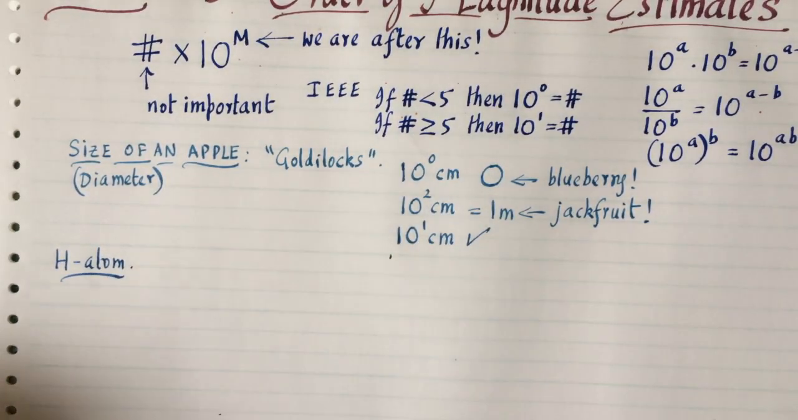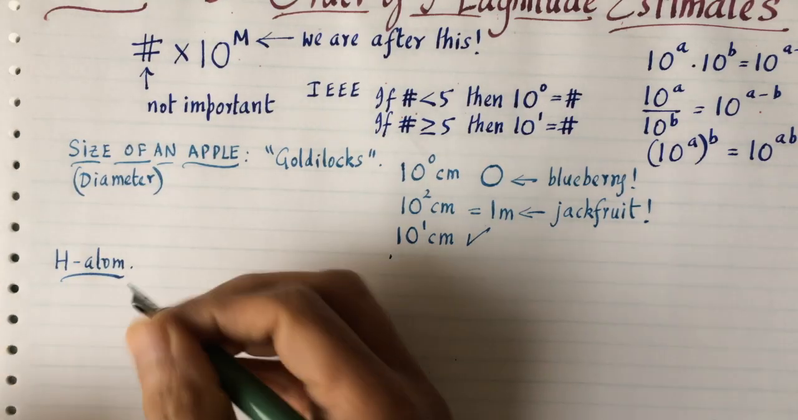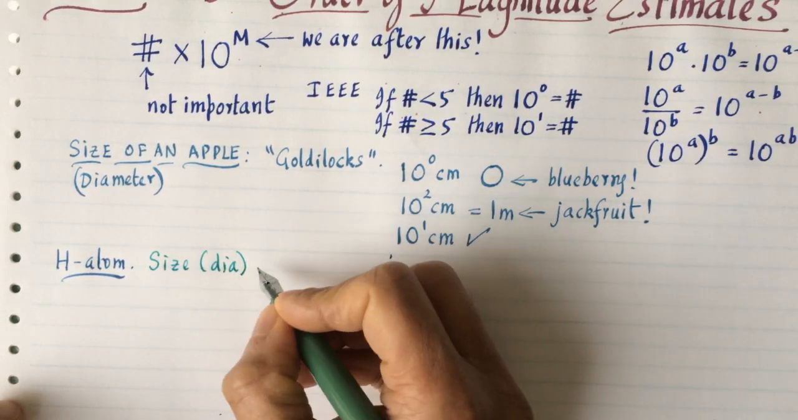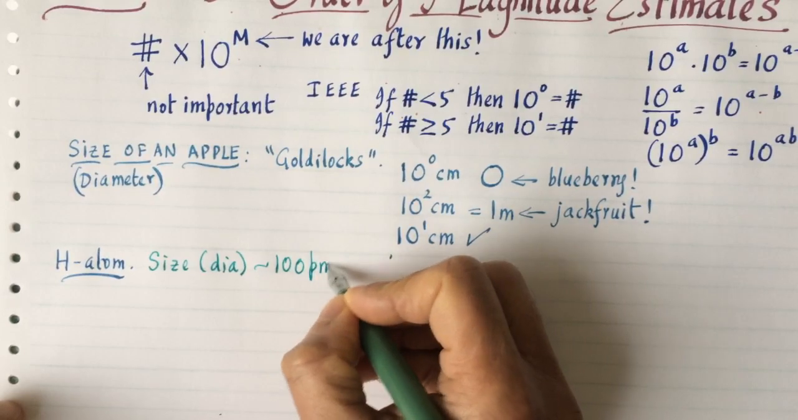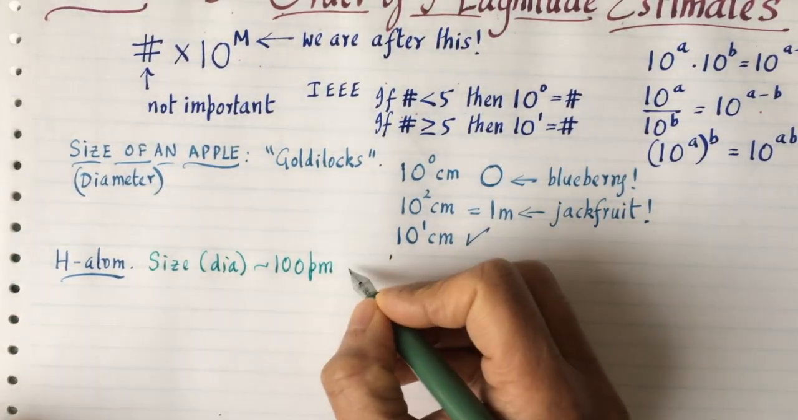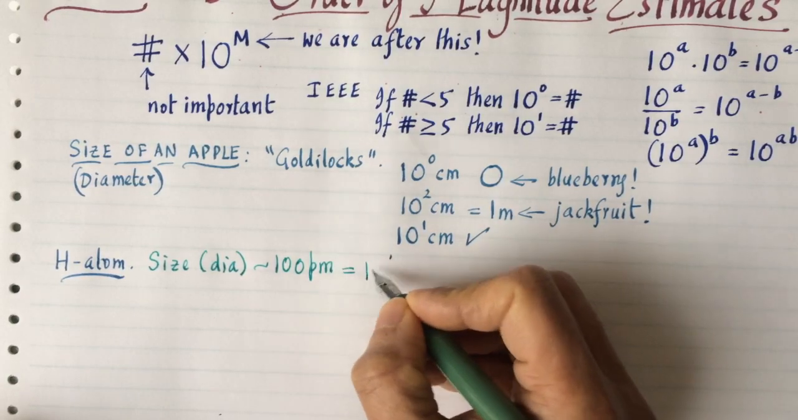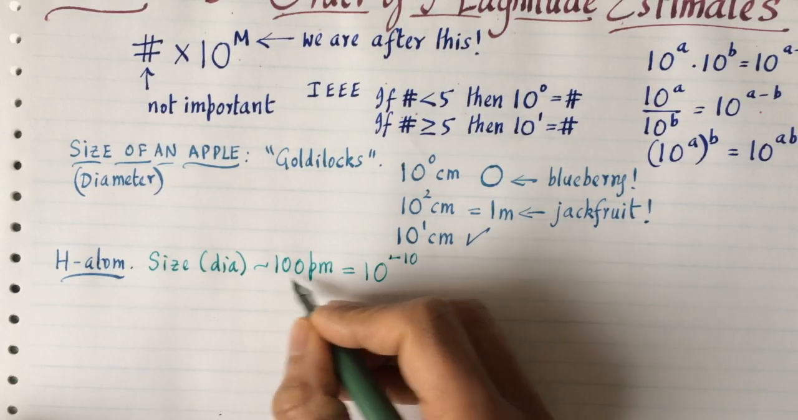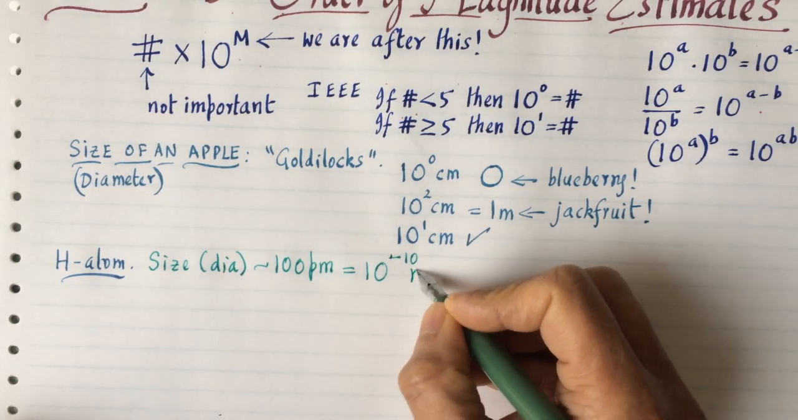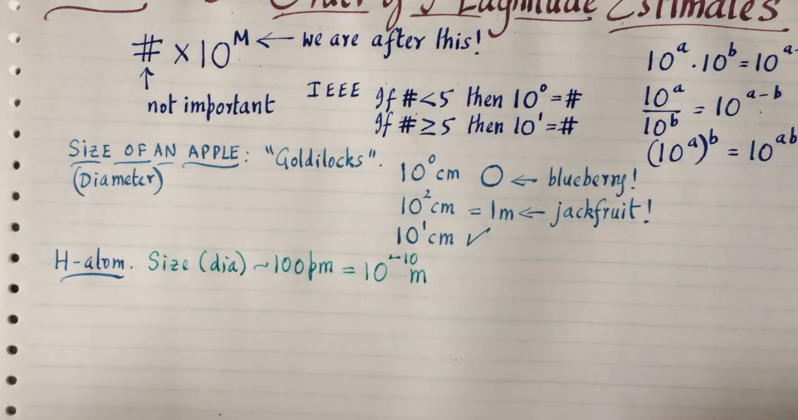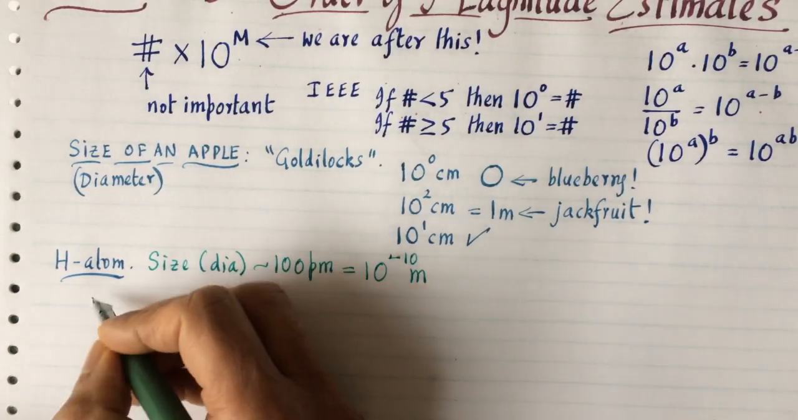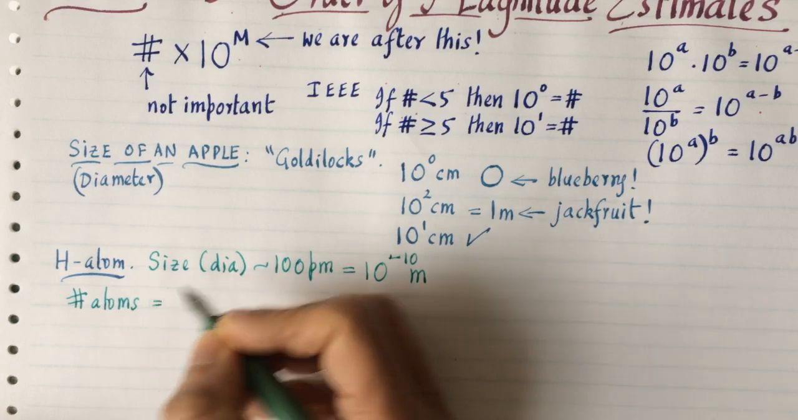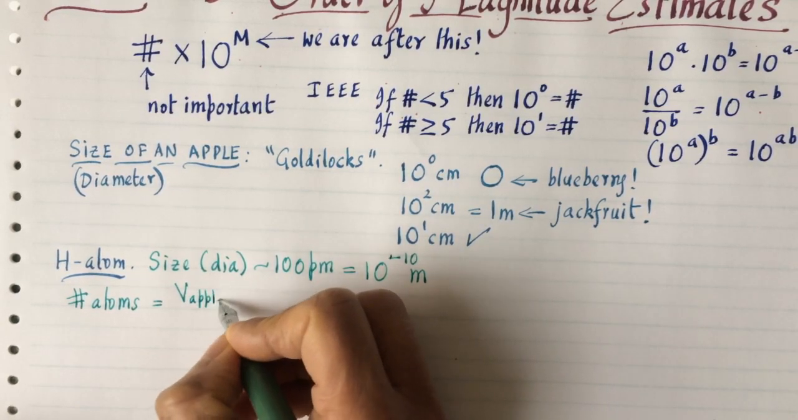Now, from being a physicist for so long, I know certain facts about the hydrogen atom. Its size, again, by size I mean the diameter, is about 100 picometers. If you look up the books, it's probably something else, like 106. I'm not sure what it is anymore, but it's something like that. That's 10 to the minus 10 meters, because a pico is 10 to the minus 12, and 100 adds 2 to that exponent, so it becomes 10 to the minus 10. So to find the number of atoms in an apple, all I would have to do is divide the volume of an apple by the volume of a hydrogen atom.